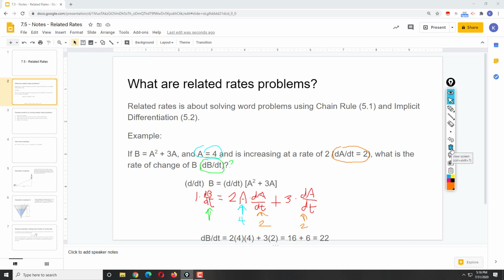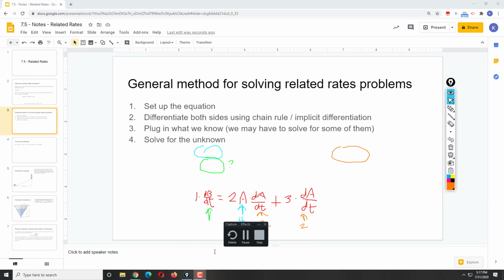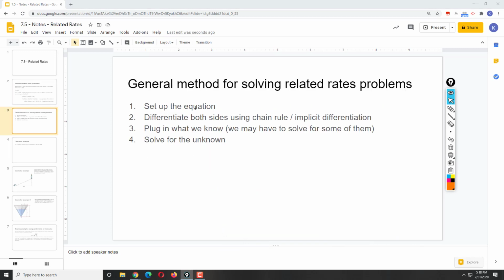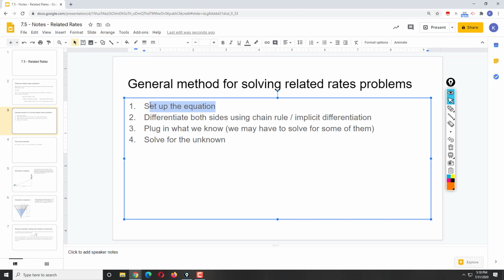So the general method for solving these questions: first, we set up the equation. In the last problem, we're just given the equation. For word problems, we might have to figure out the equations ourselves. Then differentiate both sides. Plug in what we know. Sometimes we have to solve for them. We'll see some examples. And then solve for the unknown.